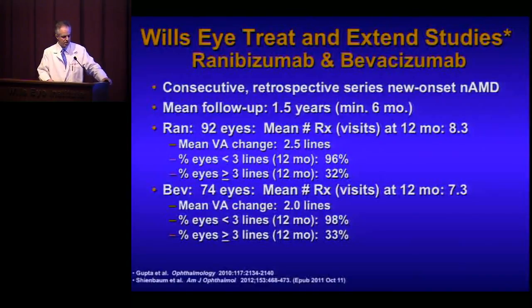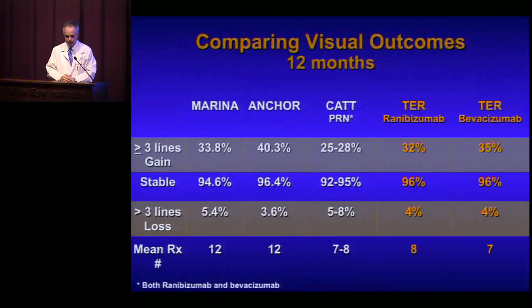And we published some of the earliest studies. They were retrospective studies, but nonetheless, with both Lucentis and Avastin, we were able to demonstrate in these small-scale retrospective studies results that were comparable to MARINA and ANCHOR of continuous monthly therapy with a treat and extend approach, averaging about 7 to 8 treatments in the first year.